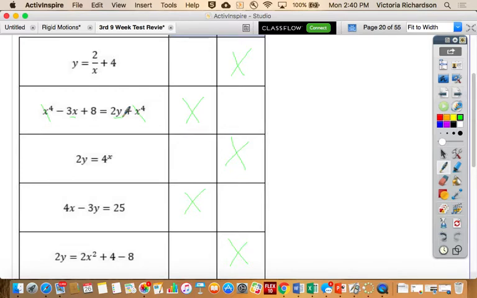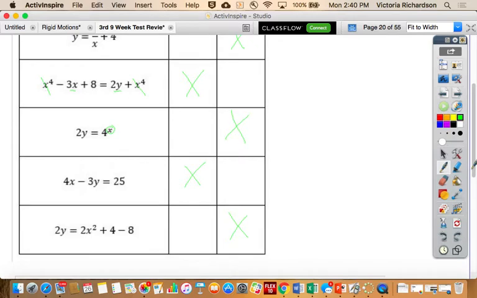Anytime you have an exponent, you're going to have a non-linear function. The fourth one just has a plain x and a plain y, so it's linear. And the fifth one has an x squared. And because you have that x squared, it's going to be non-linear.